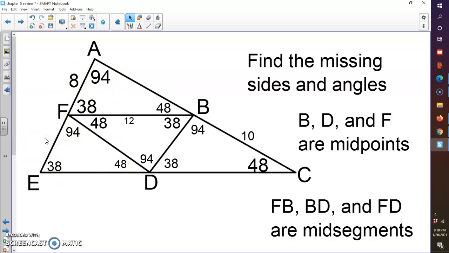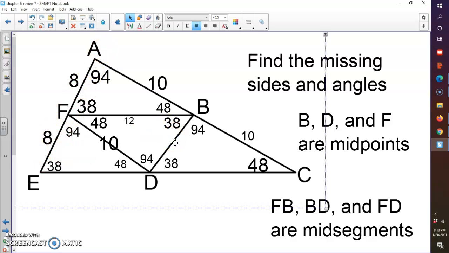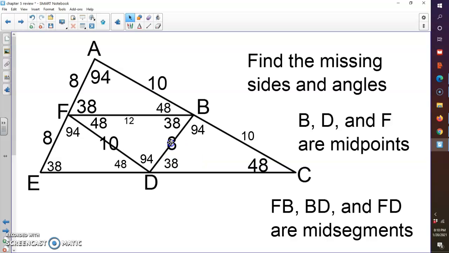In terms of my sides, FE would have to be 8. AB would have to be 10 because B and F are midpoints. Since AC is 20, FD would have to be 10. Since AE is 16, DB would have to be 8. And since FB is 12, EC would have to be 24, making ED 12 and DC 12. And that's how we find all the missing angles inside.